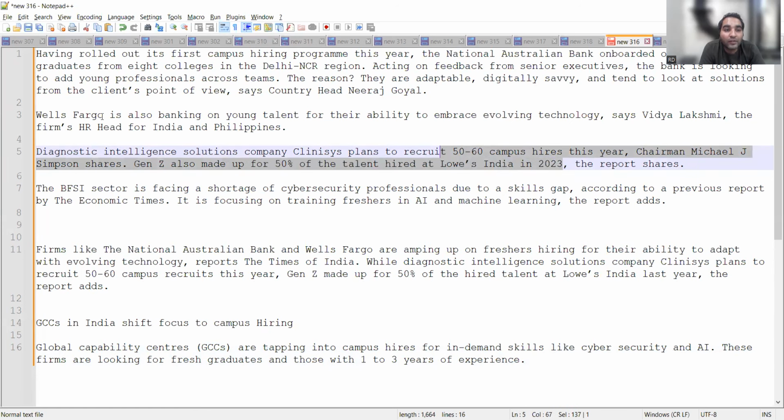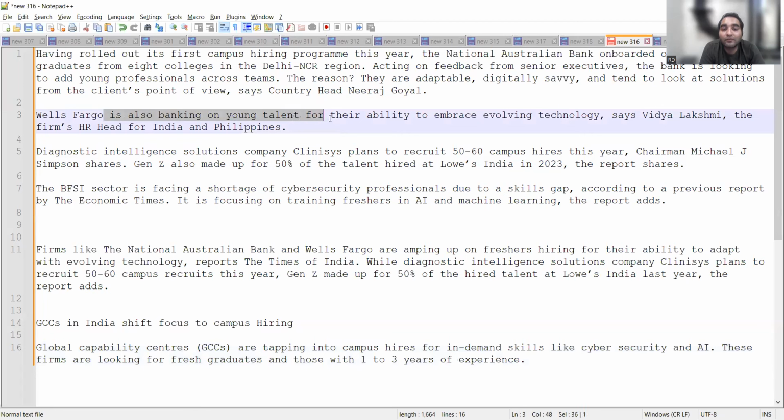And as you can see, Wells Fargo is also banking on young talent for their ability to embrace evolving technology. So Wells Fargo, then Clinisys, and then Gen Z, all these companies are looking for campus hiring, right? The BFSI sector, you can say, is facing a shortage of cybersecurity professionals due to a skills gap. And this is a report that has come in the Economic Times also.